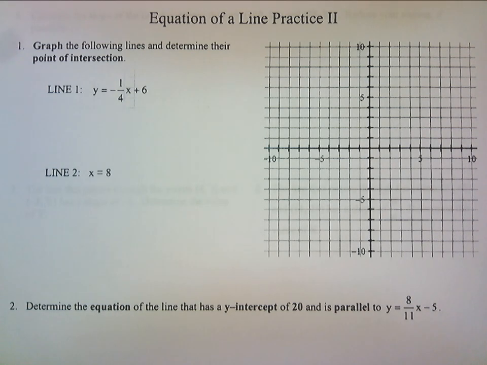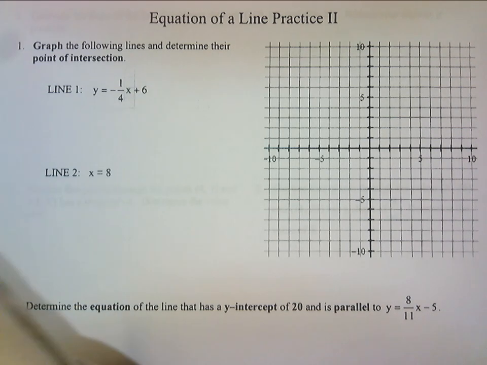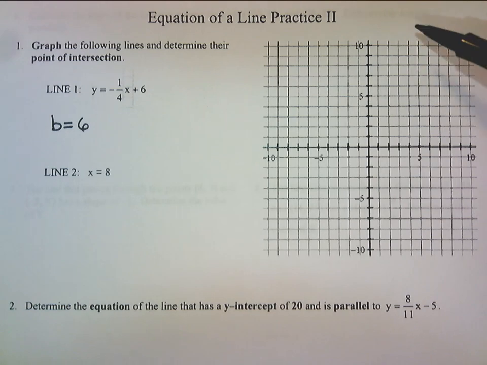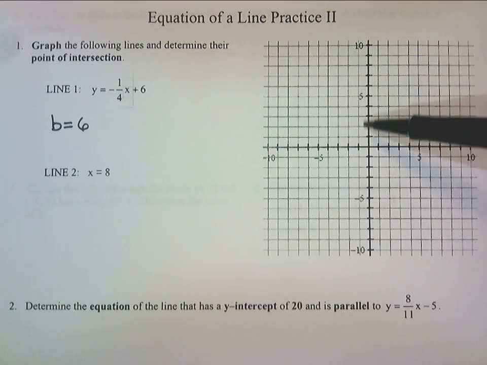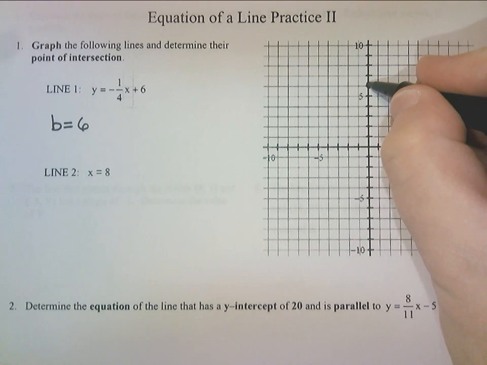So when I'm graphing, I like to start with the y-intercept, which is the number that does not have the x next to it, which is the 6. So that's my y-intercept. On my graph, the y-axis is the vertical one, and we want to find the point at 6 and mark it on our graph.